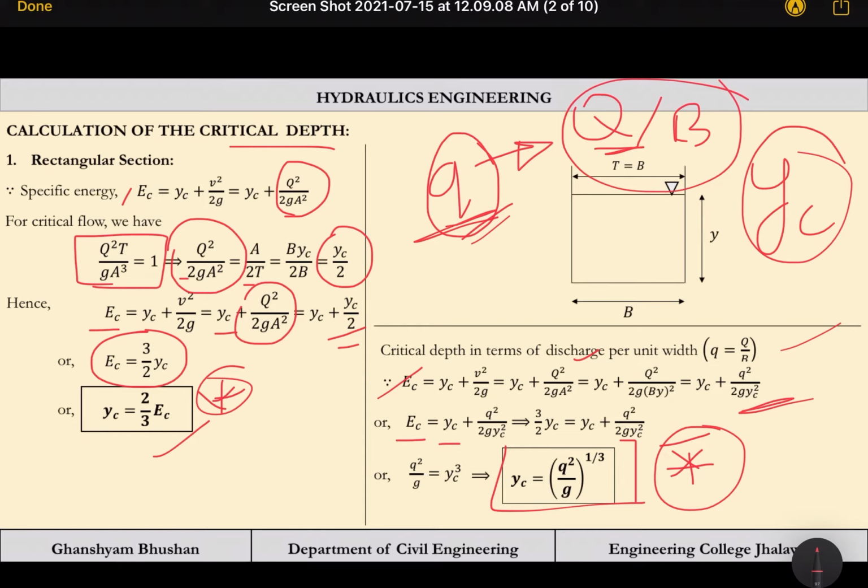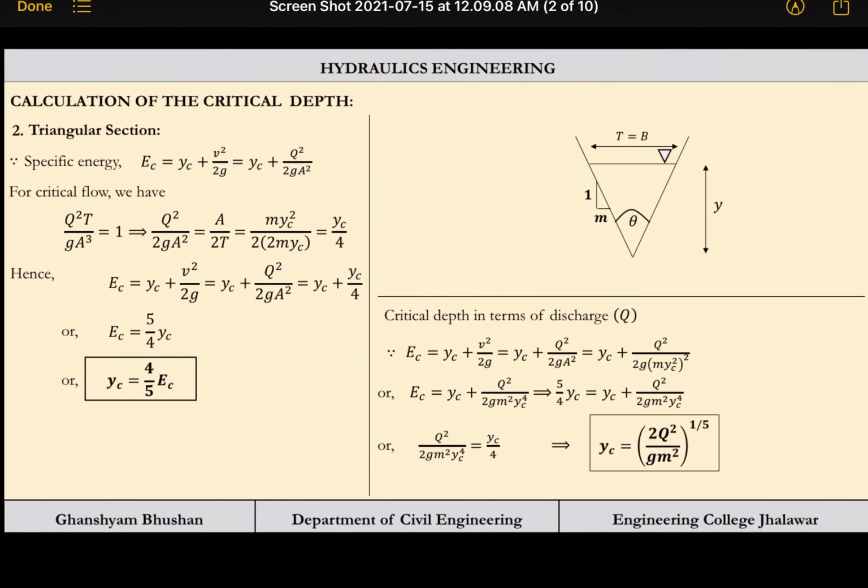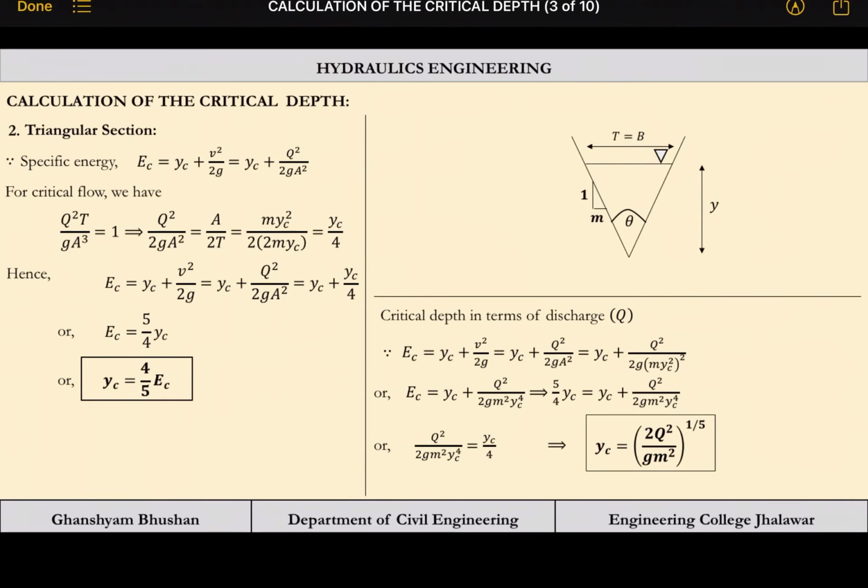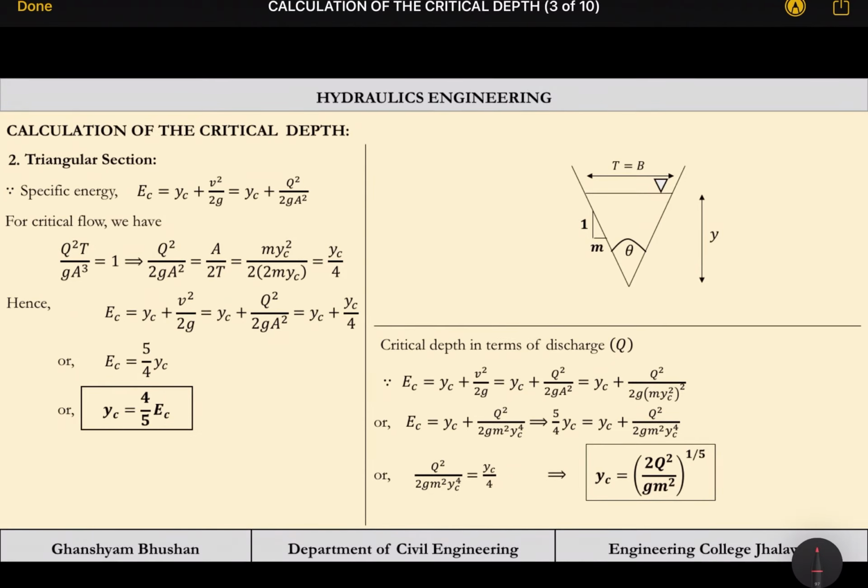So how can you calculate that? First calculate the yc, multiply it by 1.5, and you will get the value of ec. So this is a very important relationship. Now let us see the triangular section. So this is the basic equation; we have to start from here.